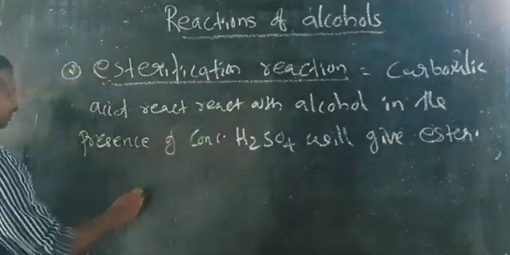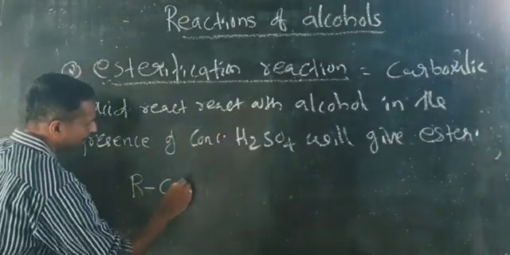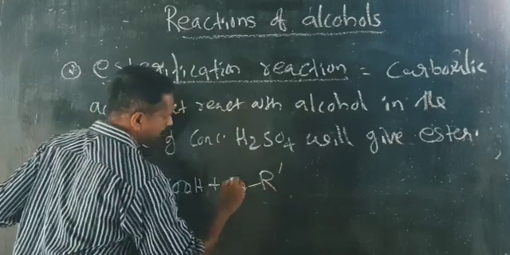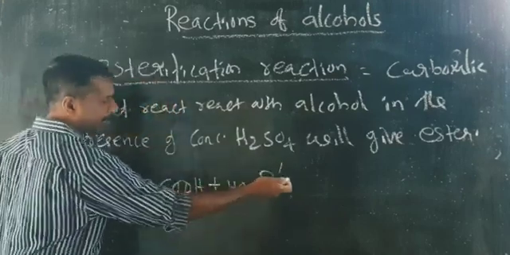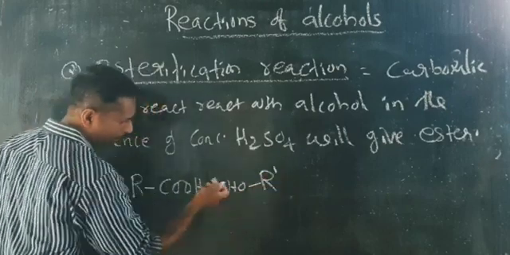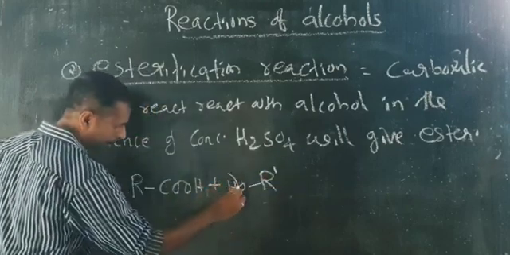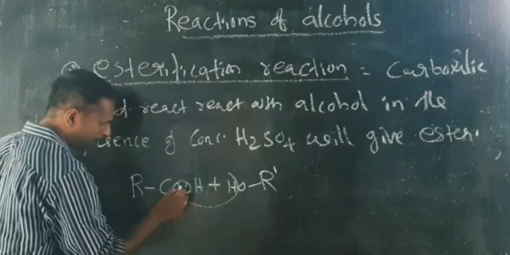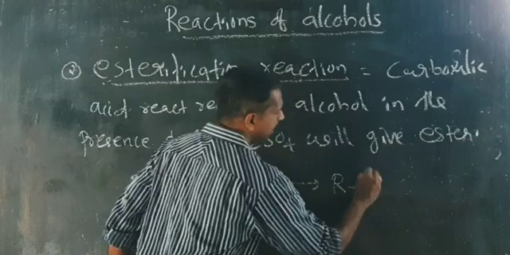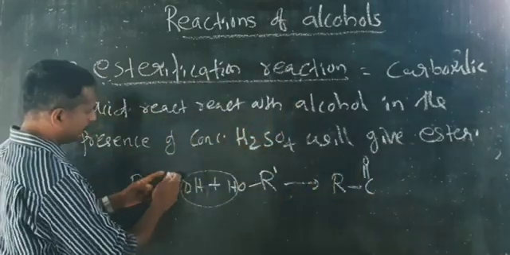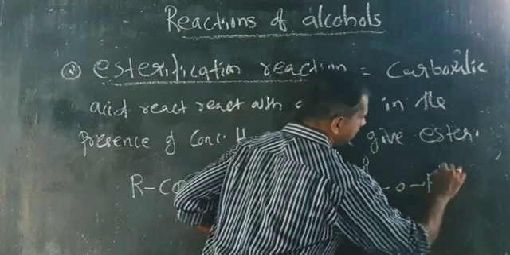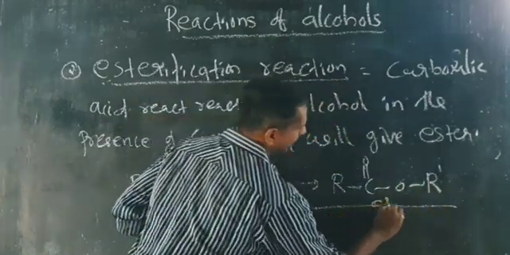That means, what is the general equation? Carboxylic acid RCOOH reacts with alcohol R'OH. Okay, keep it in mind how I am writing alcohol. You can see that H from alcohol and OH from acid, and what you will get? You will get RCOOR'. So this is what is called ester.